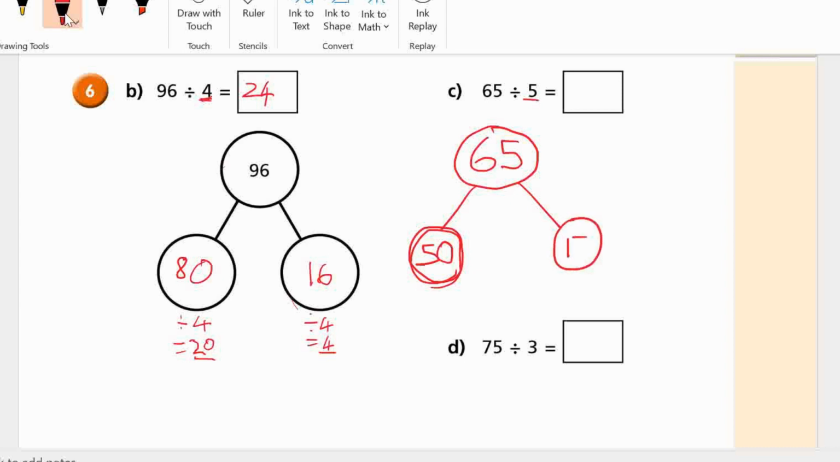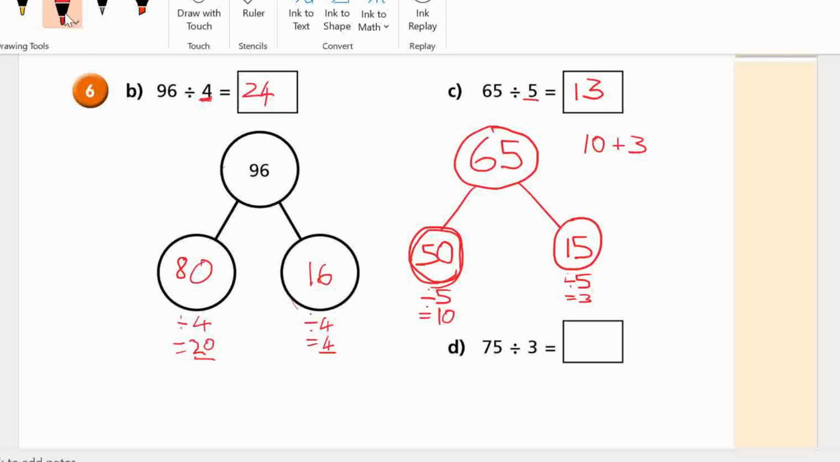15. Okay, so now we have to divide again. Well, we know what 50 divided by 5 is. What's 50 divided by 5? 10. What is 15 divided by 5? 3. So the answer is 13. Good. Another word, 13.